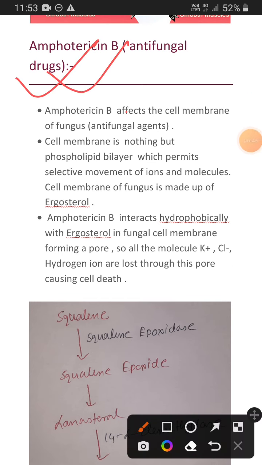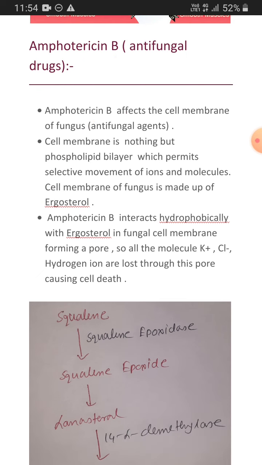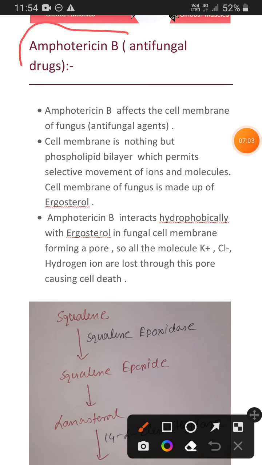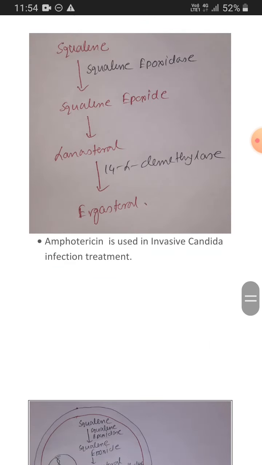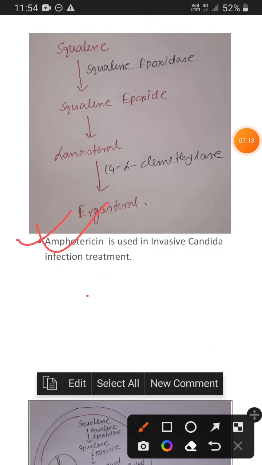So amphotericin B is a cell membrane affecting antifungal drug. An MCQ may come asking what kind of antifungal drug affects the cell membrane, and you have to tick amphotericin B. Now tell me, what kind of disease can we treat with amphotericin B? I have already discussed this in our fungal previous year questions. Yes, absolutely, we use amphotericin B in the treatment of invasive Candida infection.